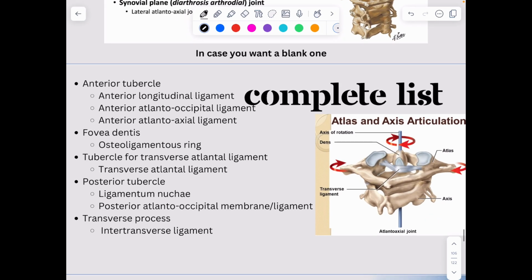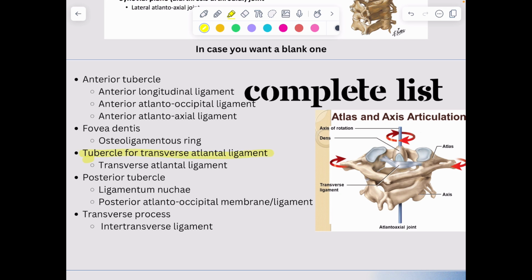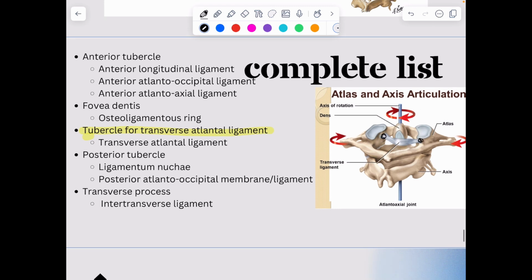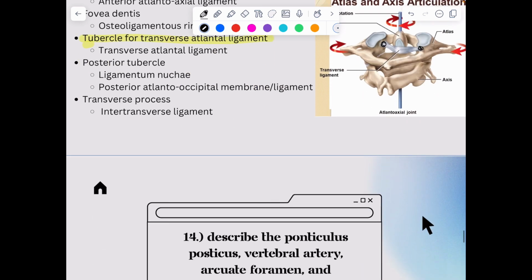Here's a complete list, just for you guys to have. The tubercle is here. I'm trying to see what's different on here, or what I added. The tubercle for the transverse atlantal ligament, right? So that is going to be right here where it attaches. Everything else I think looks about the same.